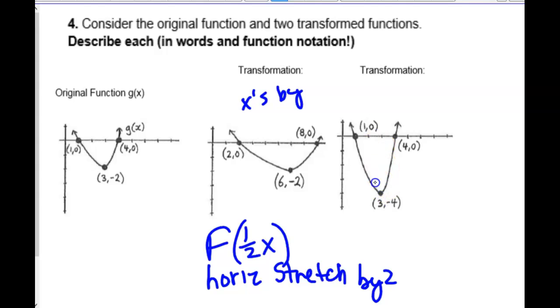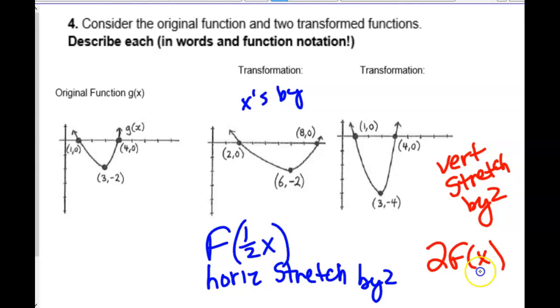What about this one? Same x's this time. Y's changed, right? What does a vertical stretch by 2 look like? It was g. Just kidding. The original function was called g. Whatever. All right.